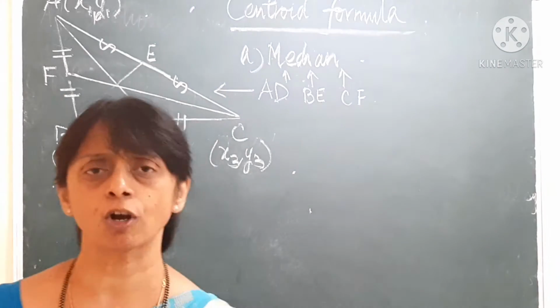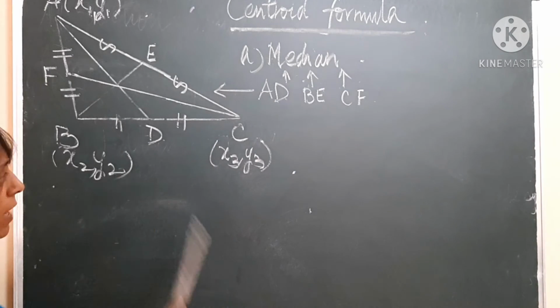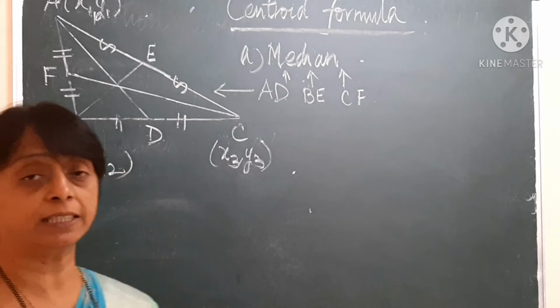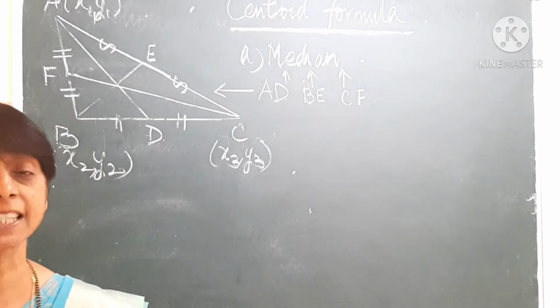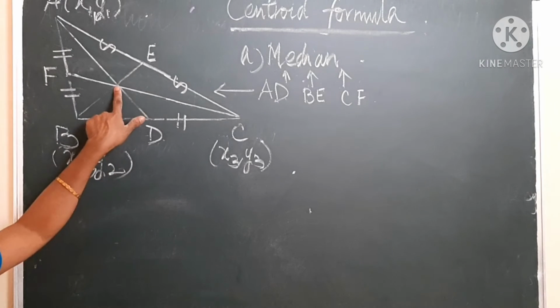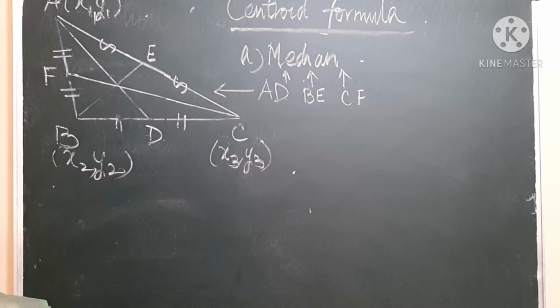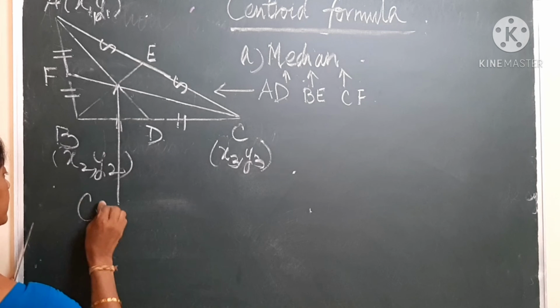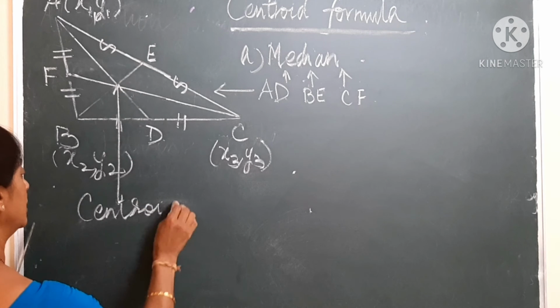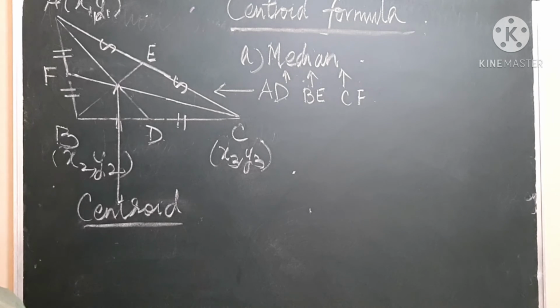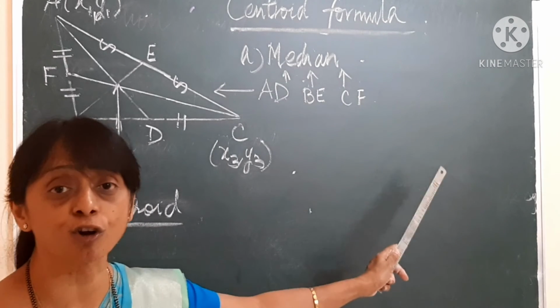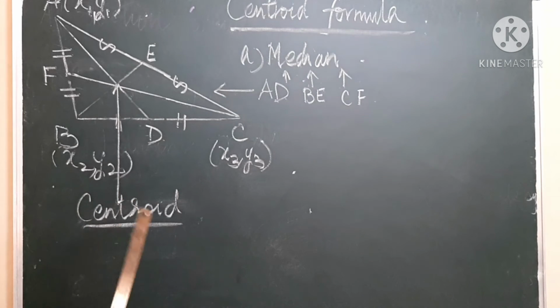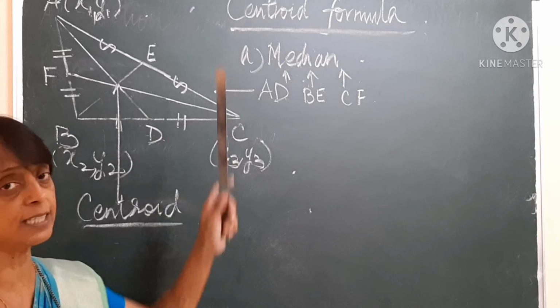We will just recall the property of the medians of a triangle, children. What happens to all the 3 medians of a triangle? We see that they pass through the same point, and that point of intersection is called the centroid. Which point is called a centroid? The point of intersection of all the three medians drawn for a particular triangle is called the centroid. So let's move on to understand how to get the centroid formula.